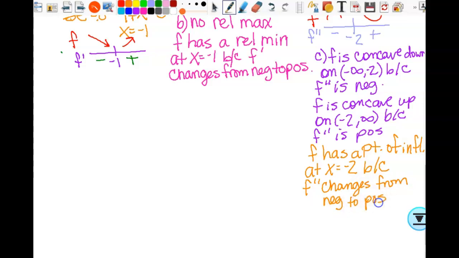I know that was a lot of writing with not enough room, sorry. Okay, so just to be clear, we put from negative to positive. We could have just put change of signs. That'd be okay. Here, if I just put change of signs, I'd be wrong, because if it just changes signs, that doesn't tell me which kind of extreme it is, okay?